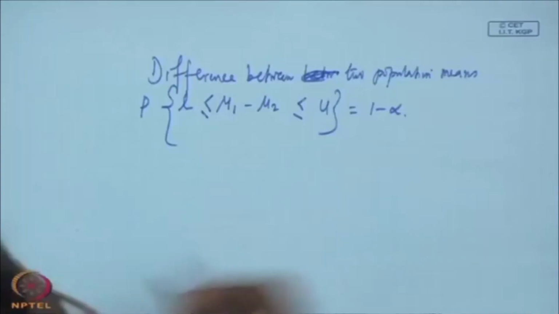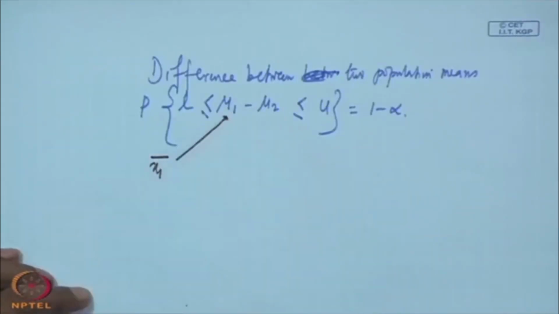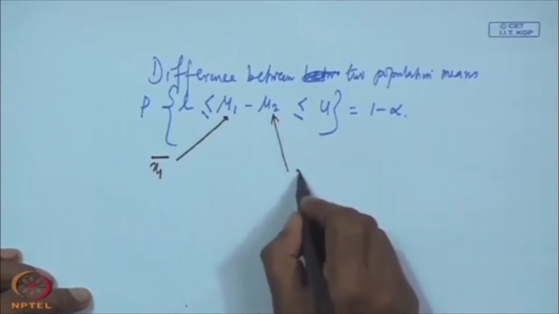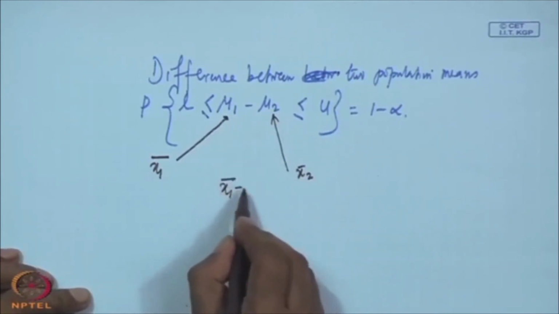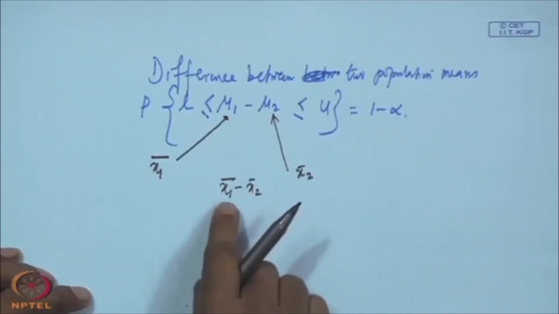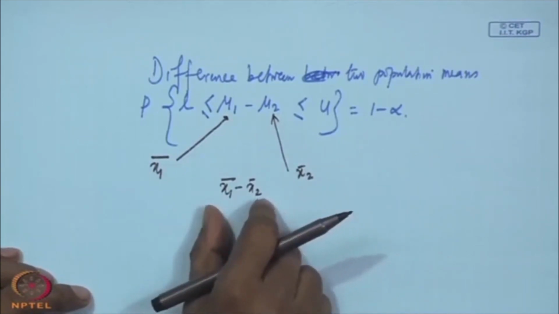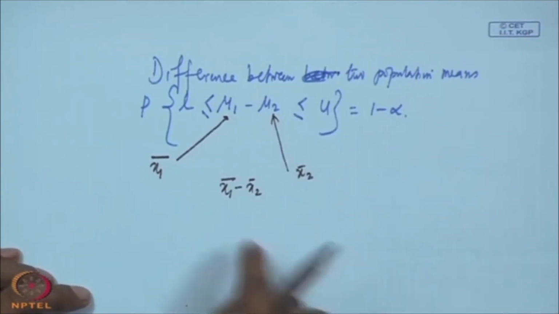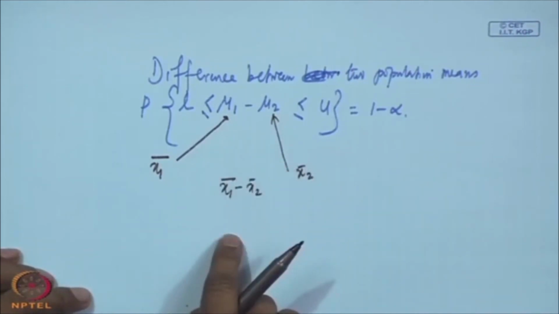So, if this is the case, then what is at your hand? You have only x1 bar for population 1, x2 bar for population 2, and you also have the difference between x1 bar and x2 bar. We have seen earlier that any statistic, like x1 bar, is a random variable. Now, the difference between the statistics is also a random variable. That means you want to know the mean value of x1 bar minus x2 bar and its standard deviation.